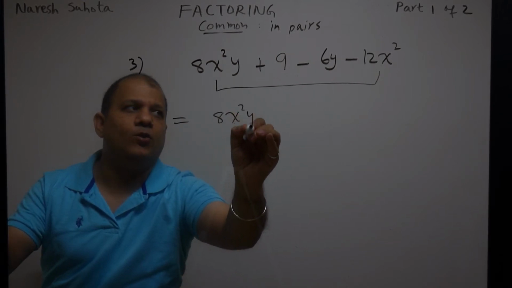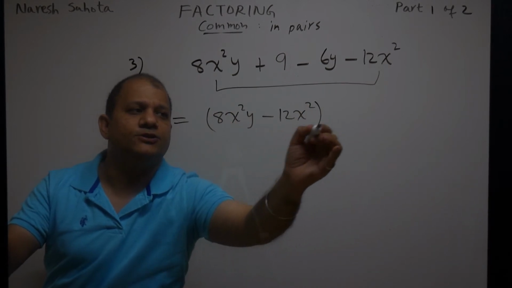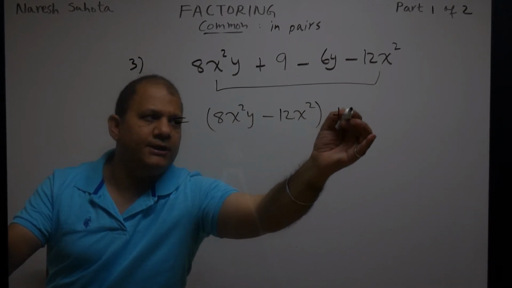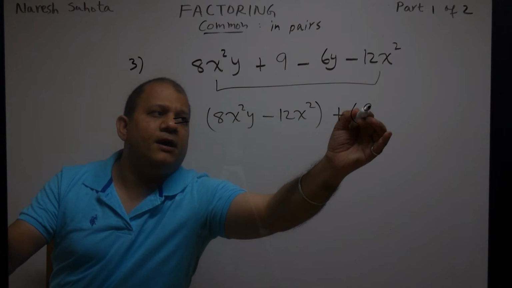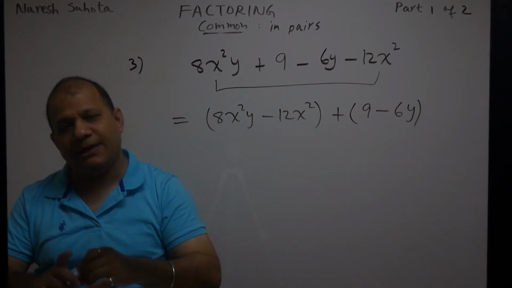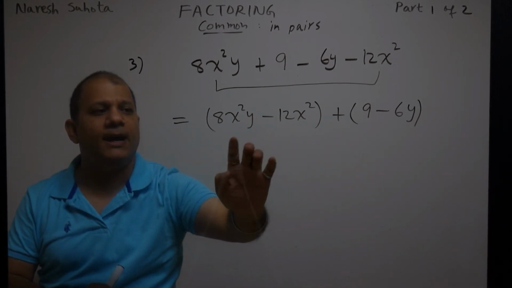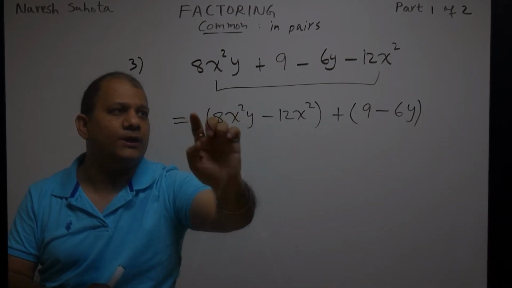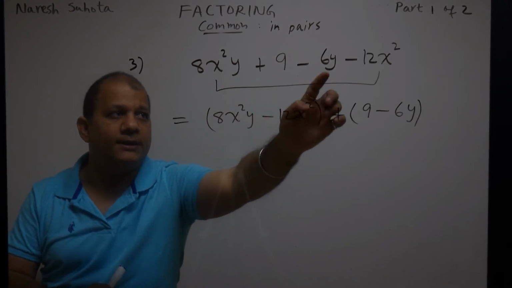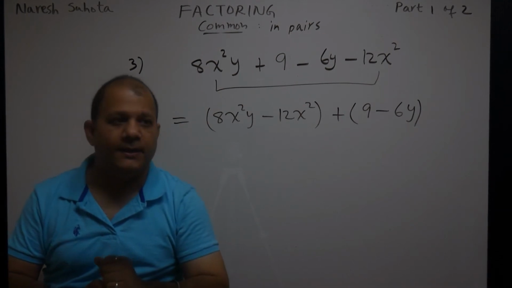So 8x squared y minus 12x squared. So I'm going to group these two, always have a plus in between here, and then I have 9 minus 6y. So trial and error, this is what I chose to do. If this doesn't work, then I will come back and I will pair 8x squared y with negative 6y, and then try that.